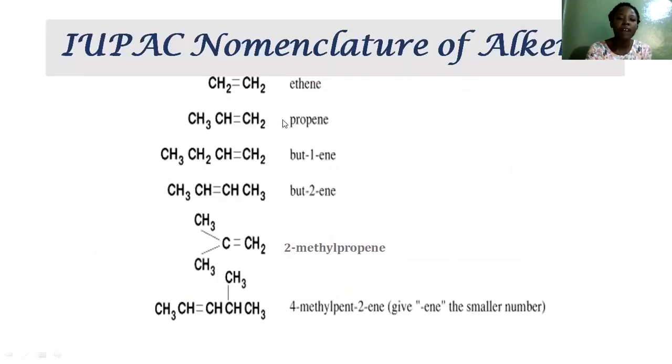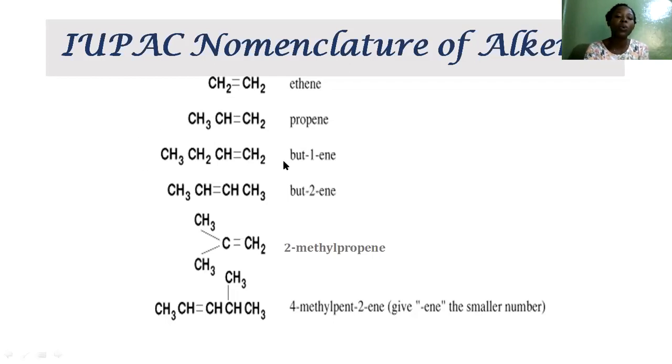Number one, you have this. This is ethane, because it has 2 carbon atoms. So you remove the ANE in ethane and make it ENE. So because of 2 carbons, this is ethene. Then this is propene because it contains 3 carbon atoms. Prop is 3 carbon atoms, so you make it propene.